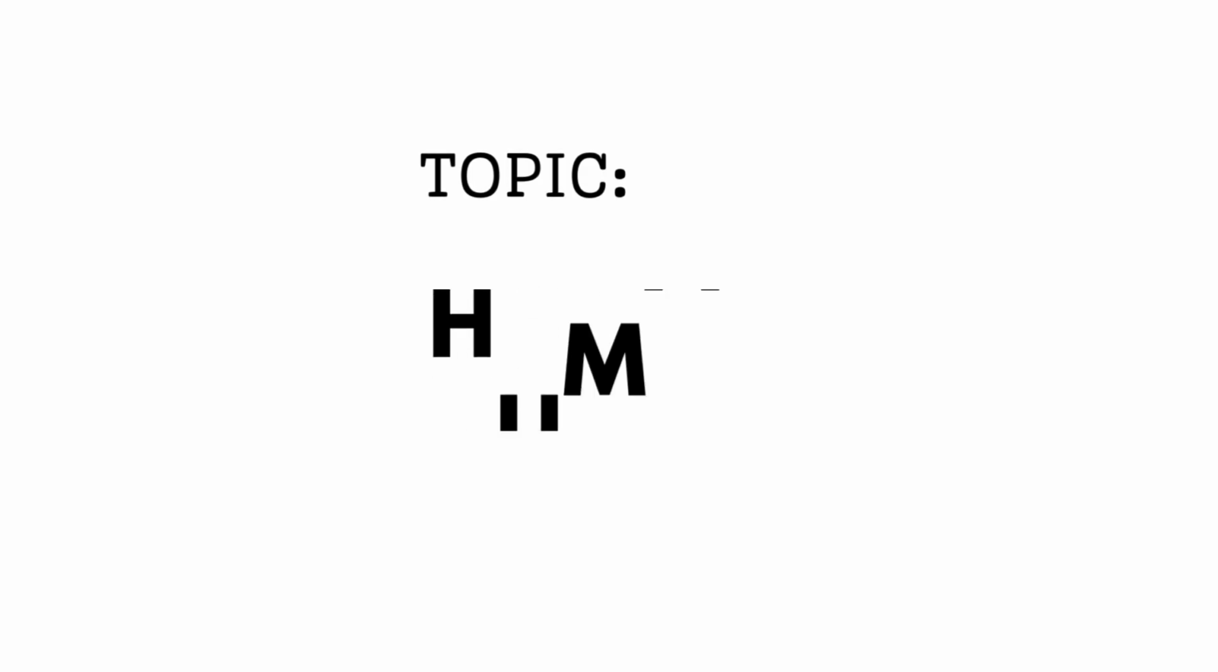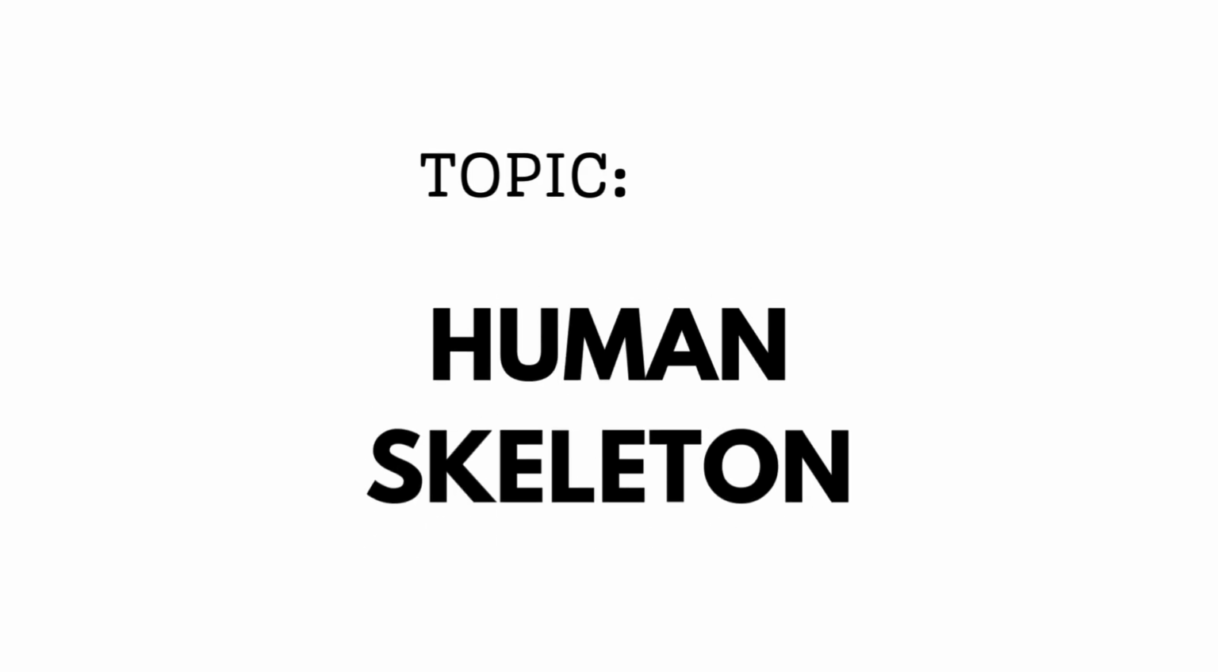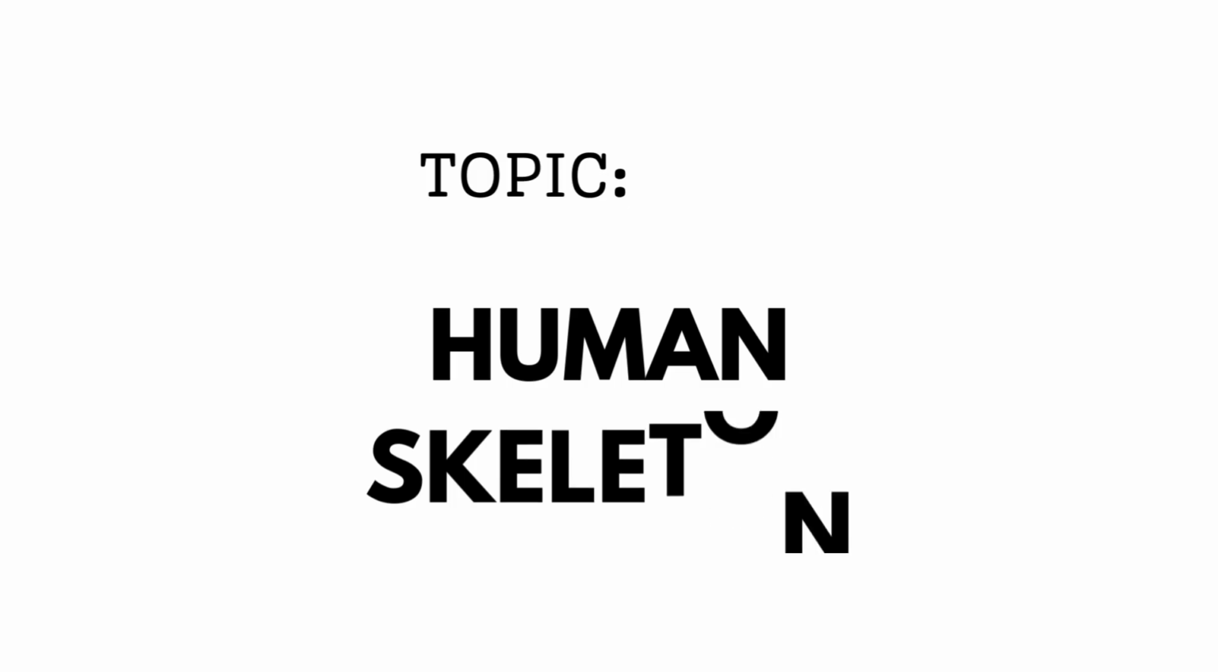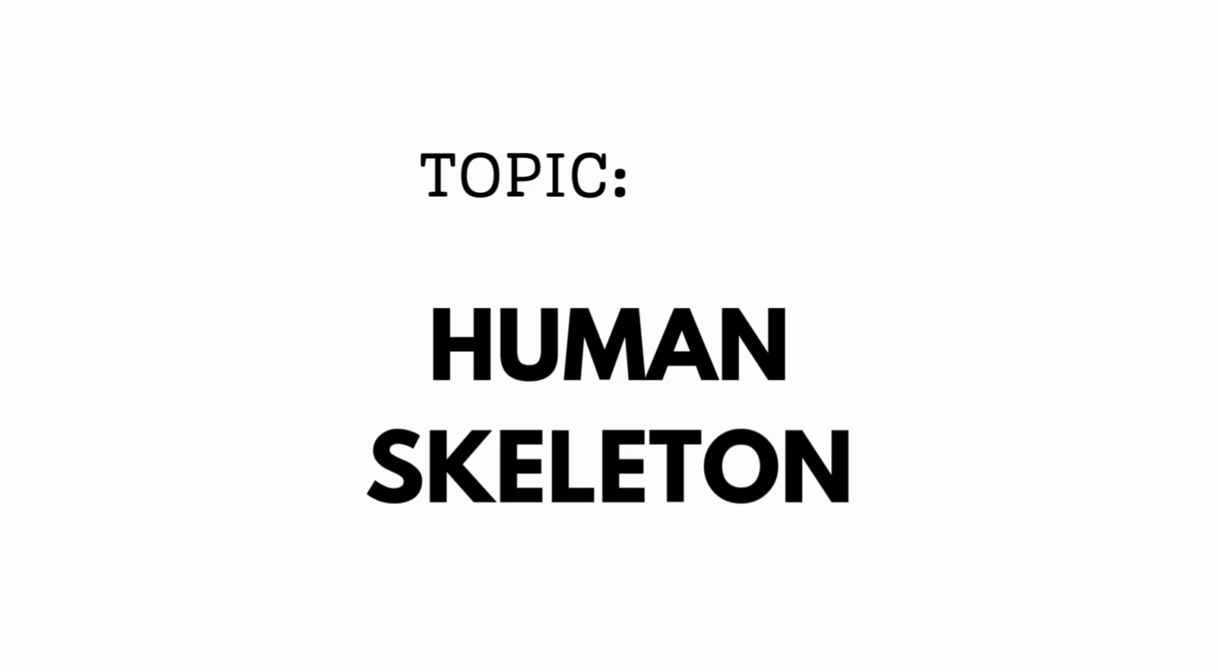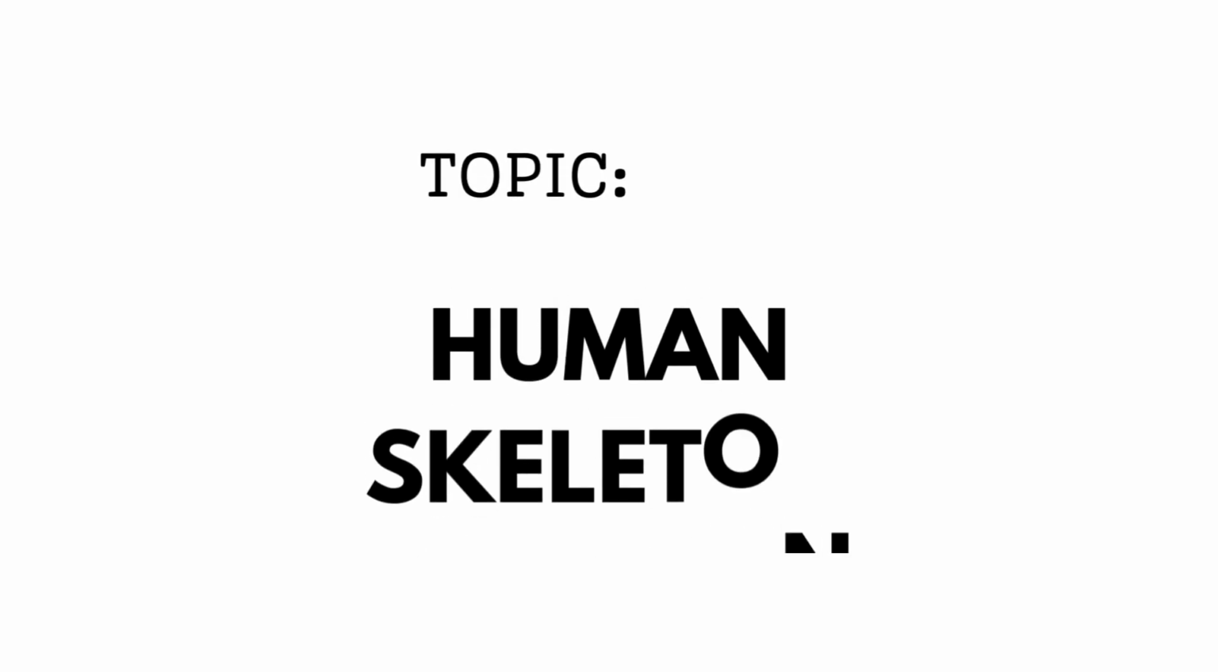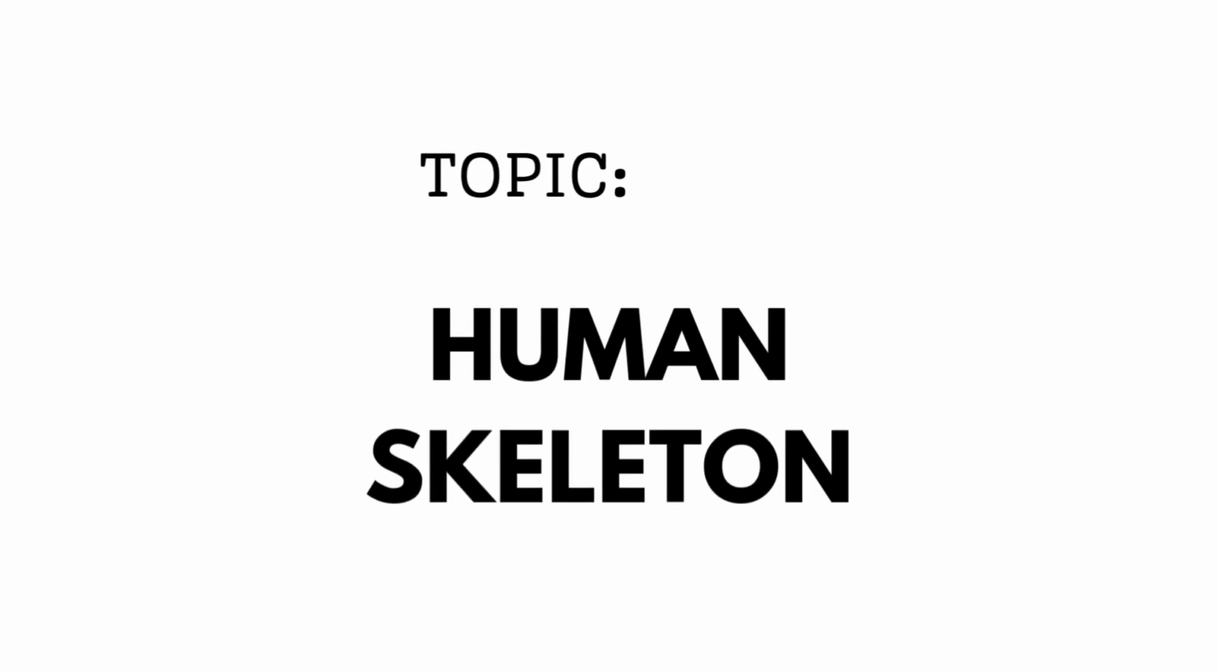Okay, let's discuss the axial skeleton. The axial skeleton has different parts, as we discussed earlier: the sternum, the skull, the ribs, and the vertebral column. What is the sternum?